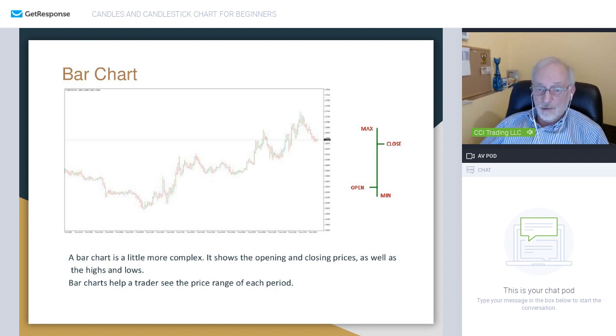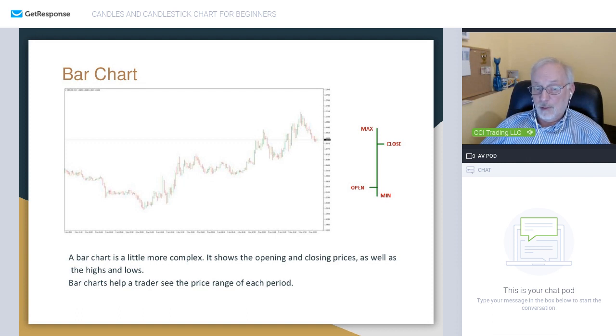In the case of a bar chart, a bar looks like this. We have a line which shows the maximum of the price during some period, and the minimum the price had in that period. It shows also the moment when the market opened the bar and when it was closed. So looking at this bar, we know at what level the price opened, at what level the price went out or closed this bar, what was the highest price in the period and what was the lowest.